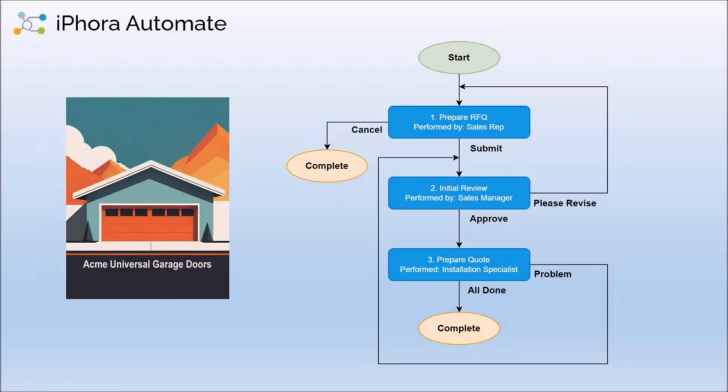Welcome back. In our last presentation, we looked at a workflow app that implemented a three-step process. The business purpose was to create a quotation for garage door installation in response to a request from a customer. We looked at that app mainly from a design perspective. Now we are going to experience it as a user. Here is the flowchart that shows the entire process. It has three main steps, which are done by the sales rep, sales manager, and by the installation specialist.